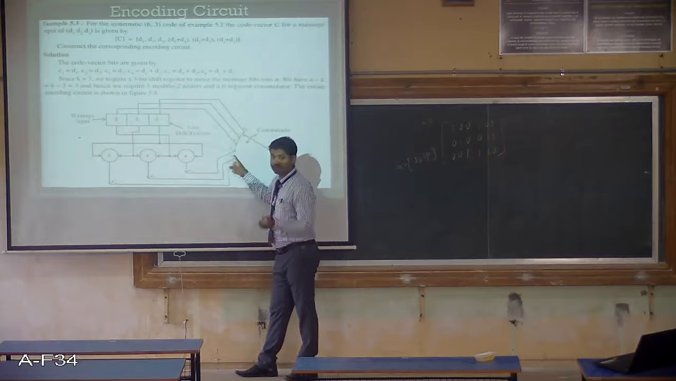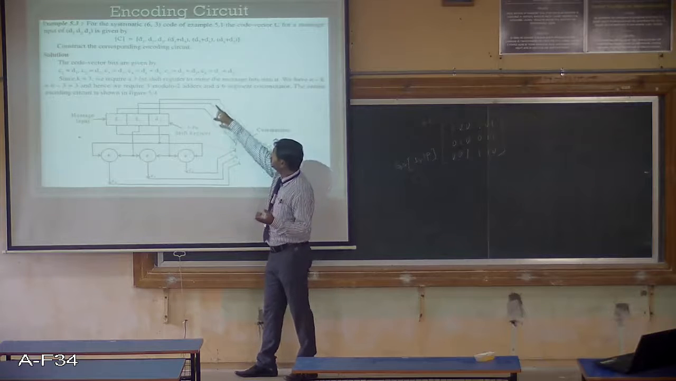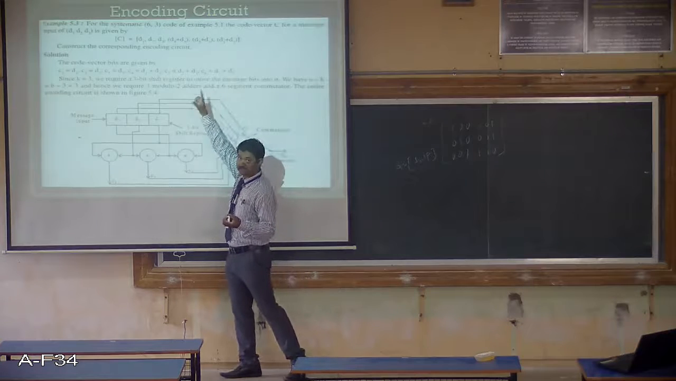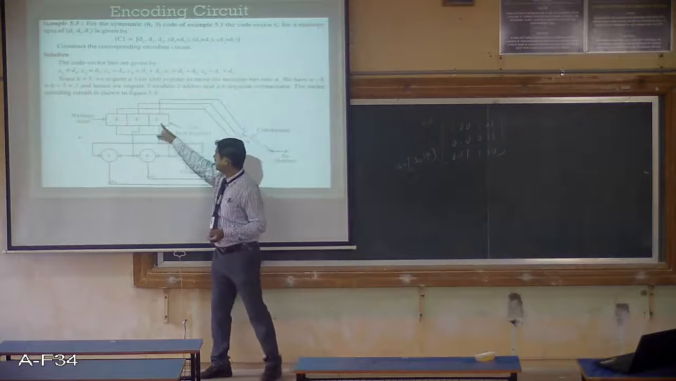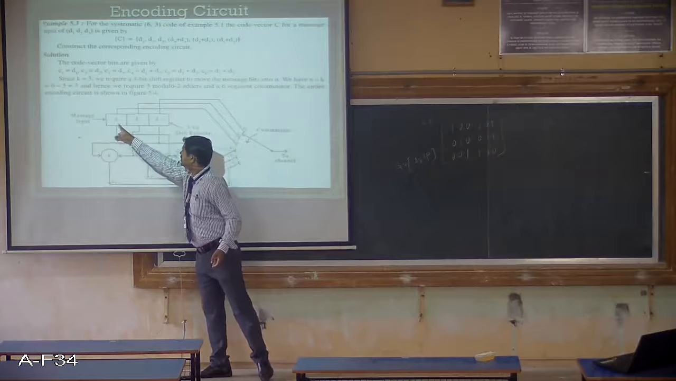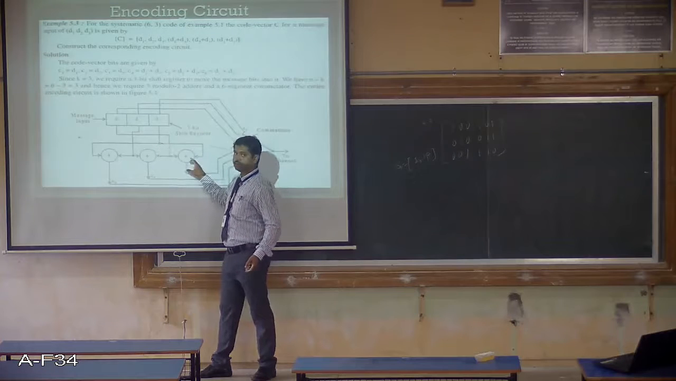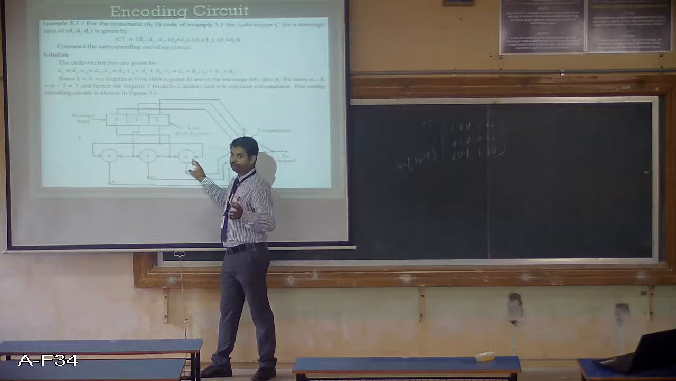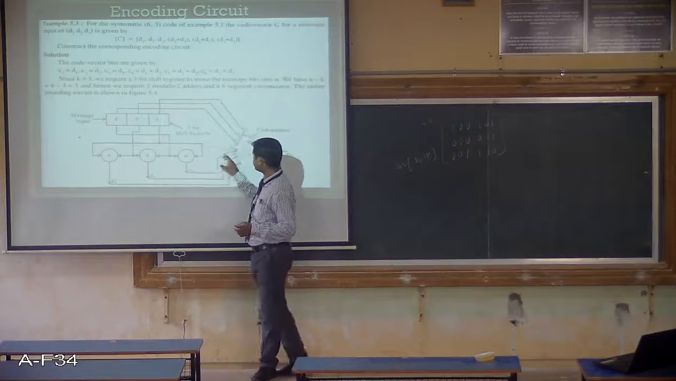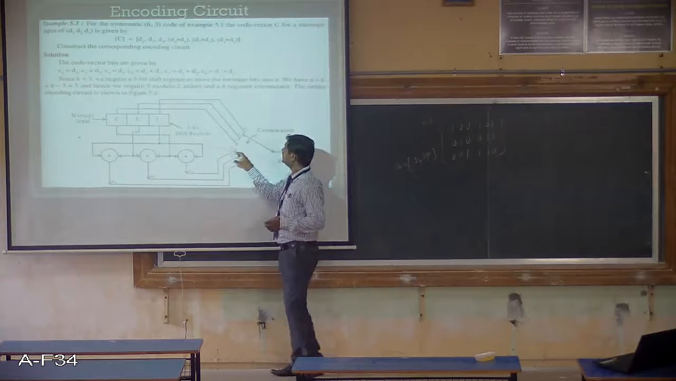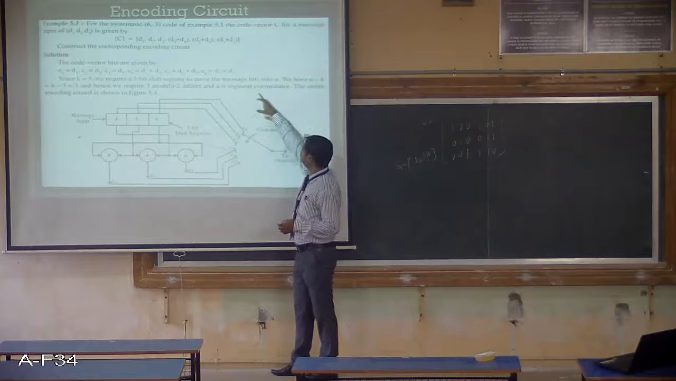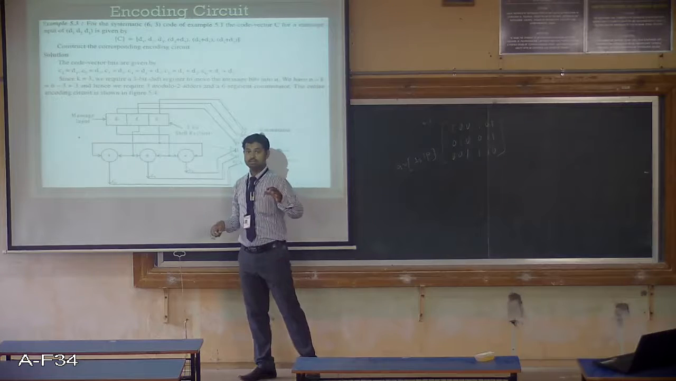The fourth bit, how to get the fourth bit? The fourth bit C4 is D1 plus D3. Take D1, next D3. Here, this adder is basically performing D1 plus D3. It will give you C4. Next, C5. C5 is D2 plus D3.